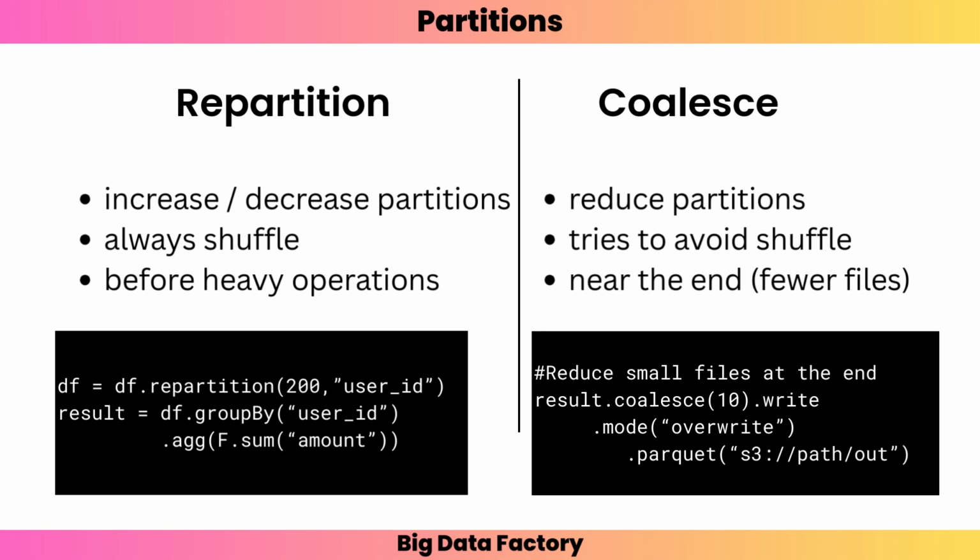So one pattern is use repartition before heavy operations to improve distribution, and use coalesce after heavy operations to reduce partitions of files without adding more shuffle. What I try to avoid is a chain of random repartition calls or repartition of 5000 without understanding why. Every repartition is more shuffle, more data movement, and more cost.